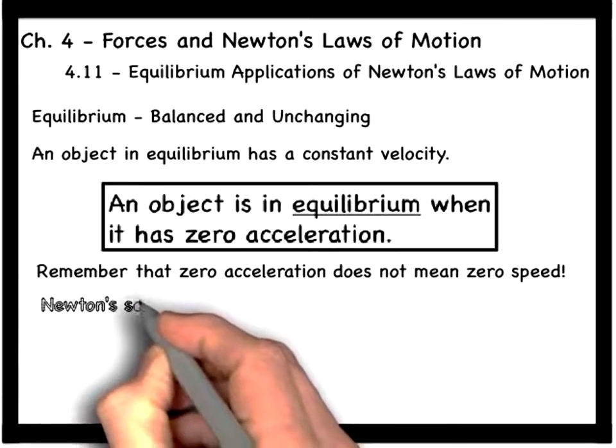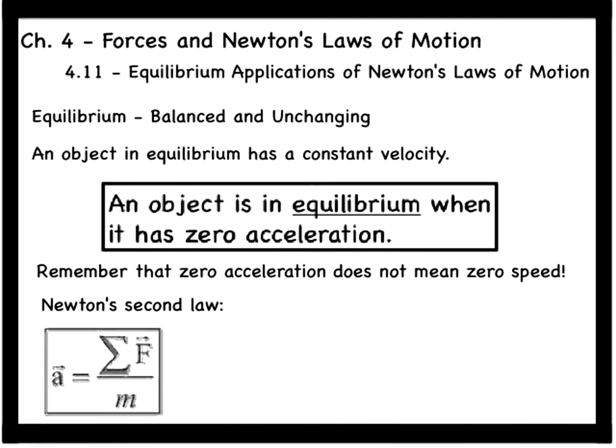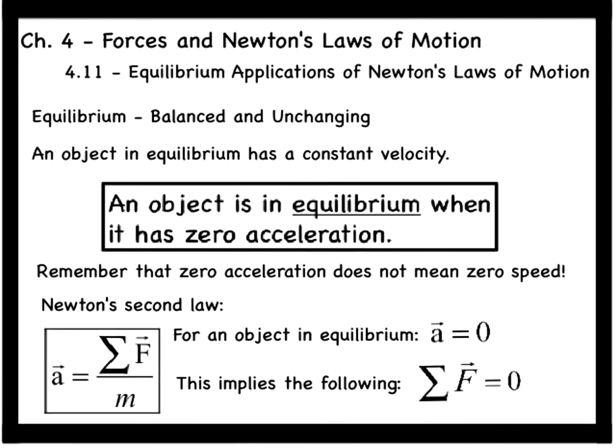Let's look at Newton's second law, where the acceleration of an object is equal to the vector sum of the forces acting on the object divided by the object's mass. Thus, for an object in equilibrium, the acceleration is equal to zero, which means the vector sum of forces acting on the object must also be zero. This is an equivalent way to define an object in equilibrium.